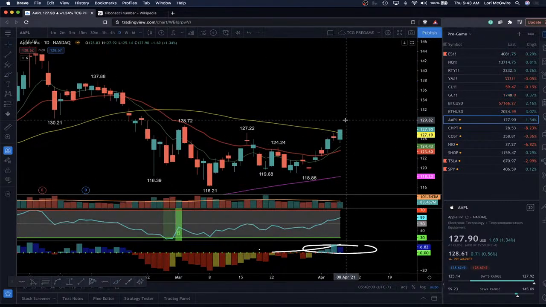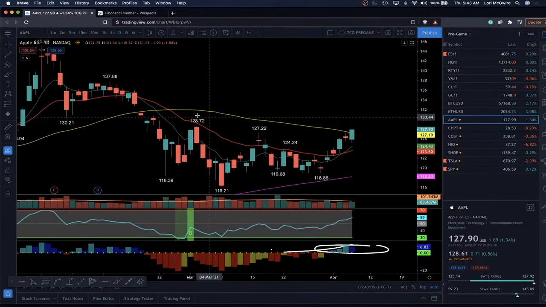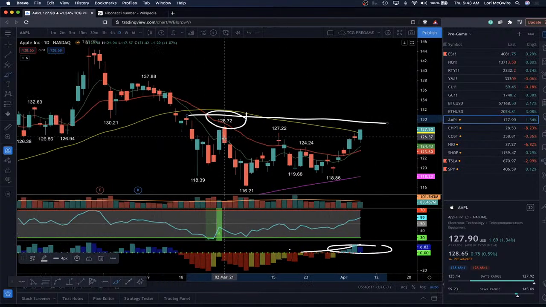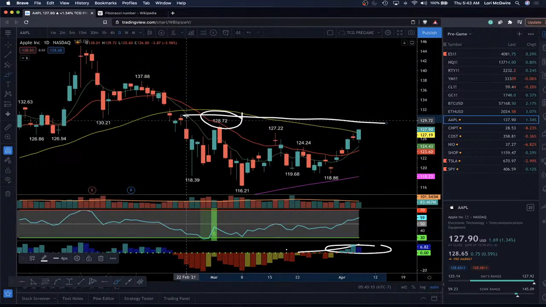So with Apple, where have we broken this pre-market? 128.72 is the key resistance for regular trading hours. Then we have this next one at 130.71. I get a little dependent on these pivot markers up here, but you have to kind of zoom in and see if you're missing any. So 130.71 is your next resistance on Apple.